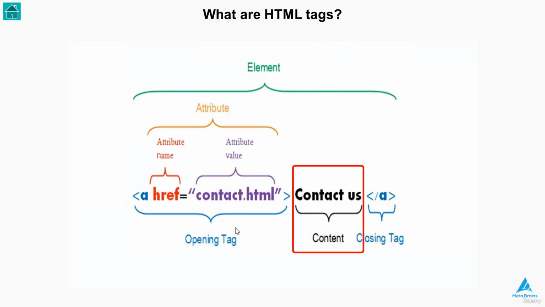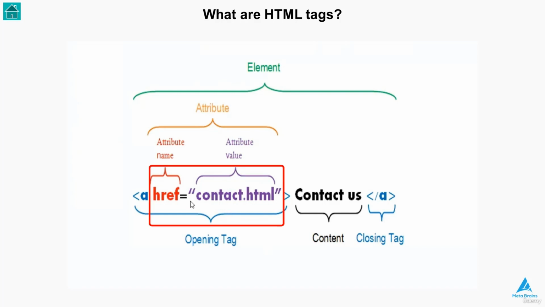All right, so the data that we write, right after the opening tags keyword, inside the angled brackets, is called attributes. First of all, the name of the attribute is given, then its value. In this example, href is the name of the attribute, then contact.html is the value.